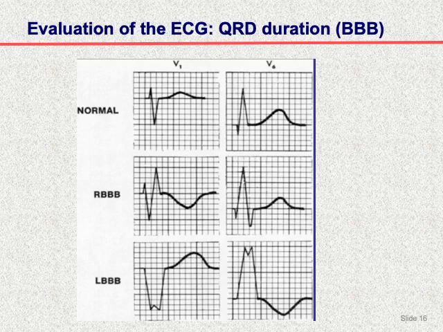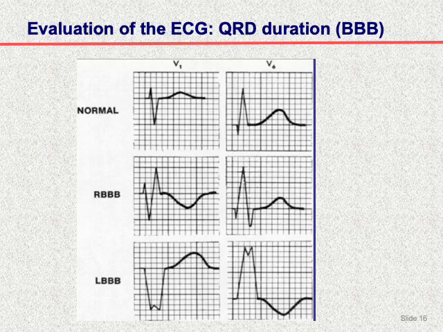So when we have a normal PR interval and a wide QRS complex, let's say 3 small squares, 120 milliseconds or more, this is bundle branch block. Whether right or left, we can know it by the ECG. We see here in the ECG the normal narrow complex. So this is normal conduction. This is normal QRS duration.